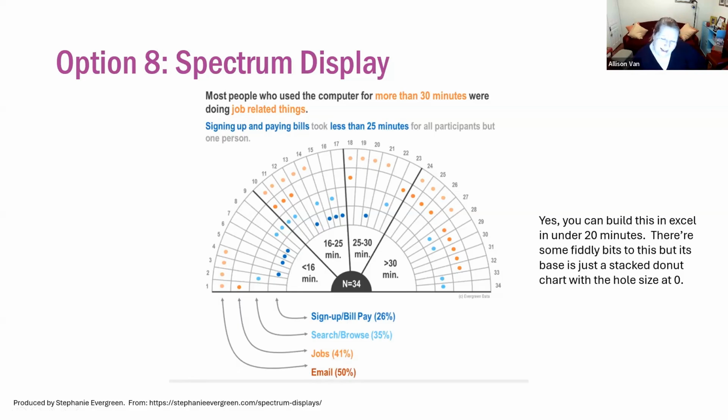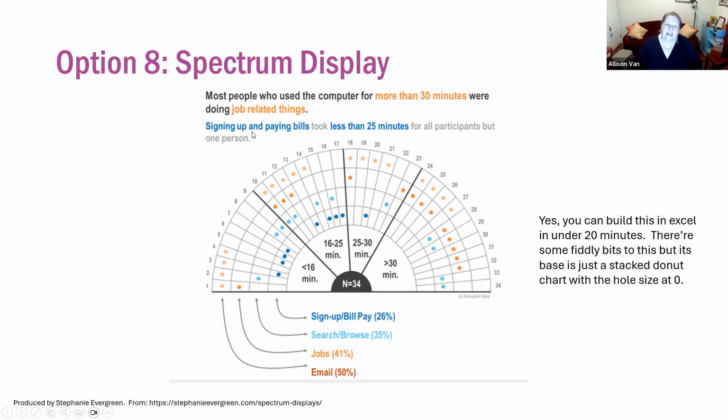Anyway, this is not a particularly fun graphic, especially with 34 people, to spend a lot of time analyzing. So it's really useful for the researcher to do the job for you and tell you in the heading, this is what is most interesting in this data. And so here they say most people who use the computer for more than 30 minutes were doing job-related things. And you look and you go, okay, jobs is orange. Yep, that is true. But, oh, look, there's 4 people who were also doing email, and there were 4 people who were also doing search and browse. So yes, dominant, but not everything.